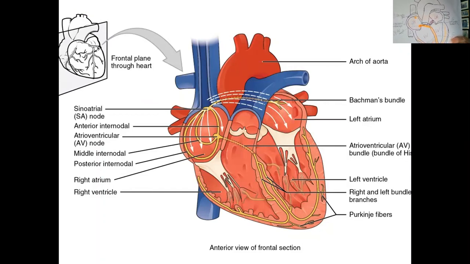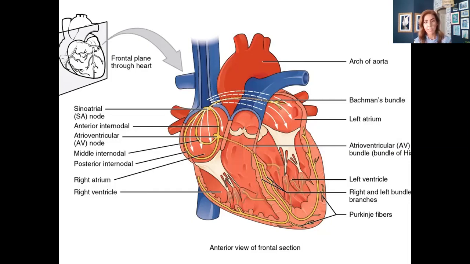That AV bundle has an AKA. This is known as the bundle of His, H-I-S. So the bundle of His is going to transmit the signal and be able to move things from the atria down towards the ventricles. Whenever we look at the cardiac skeleton, we know there's a separation between the atria and the ventricles, but this is going to help allow the passage of that electrical signal to get from the superior aspect of the heart, go down towards the inferior aspect or towards those ventricles. So the bundle of His, or the AV bundle, very important, make sure you label that.